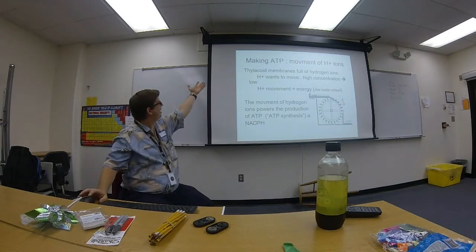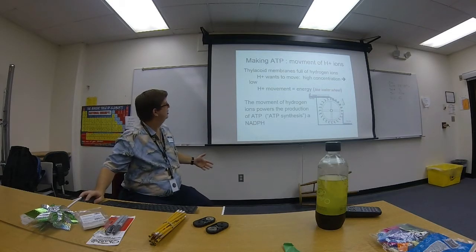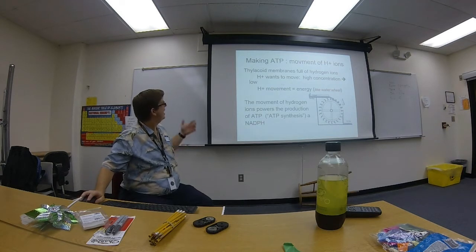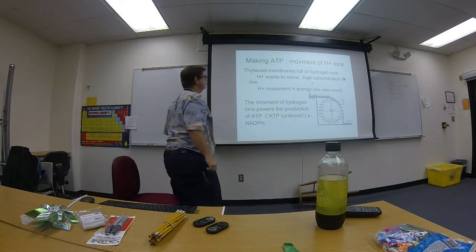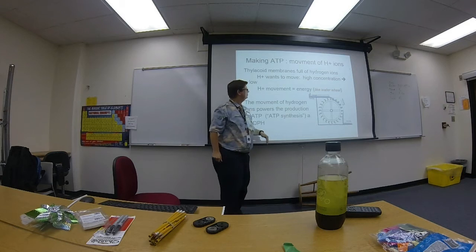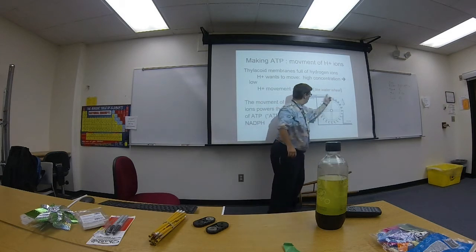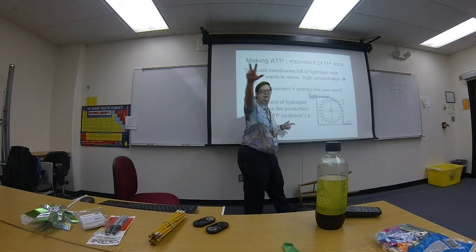Would you agree the thylakoid membrane is full of hydrogen? Yes? And that hydrogen wants to go from a high concentration area to a low concentration area. Just like if water goes from a high area to a low area, it can spin a water wheel and make things happen. Do we agree?